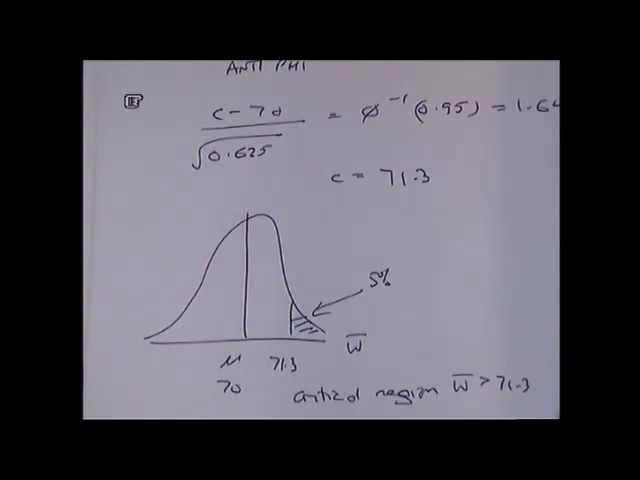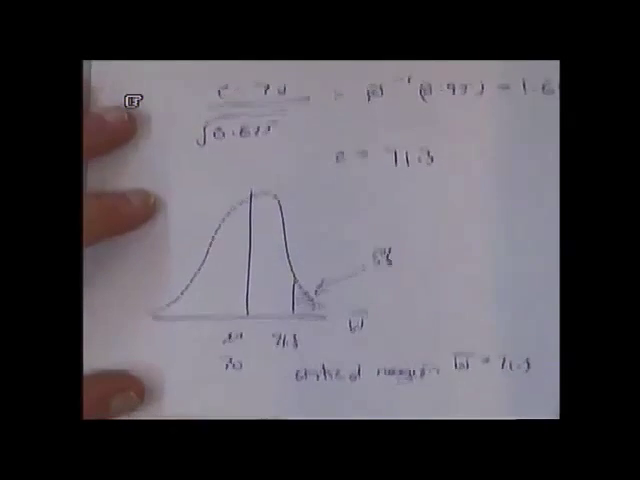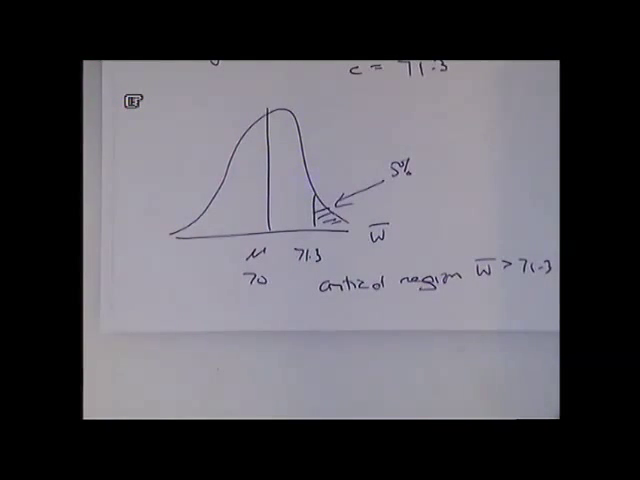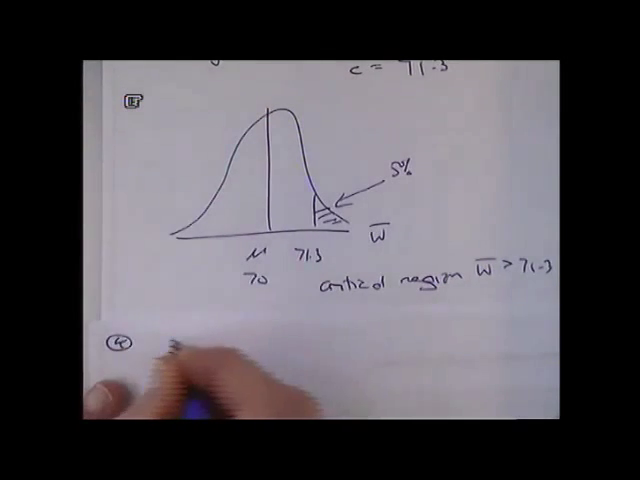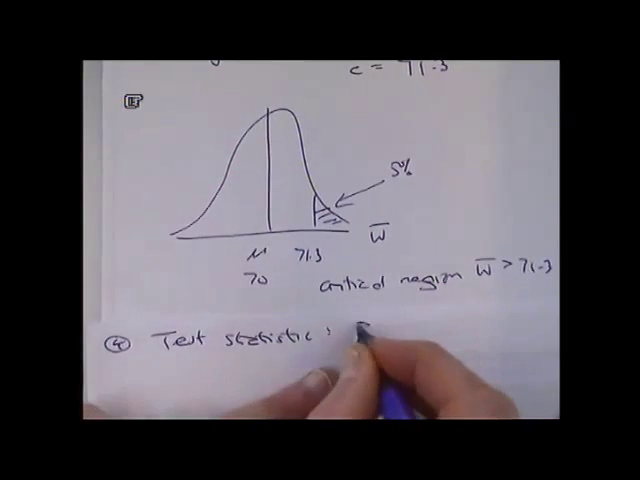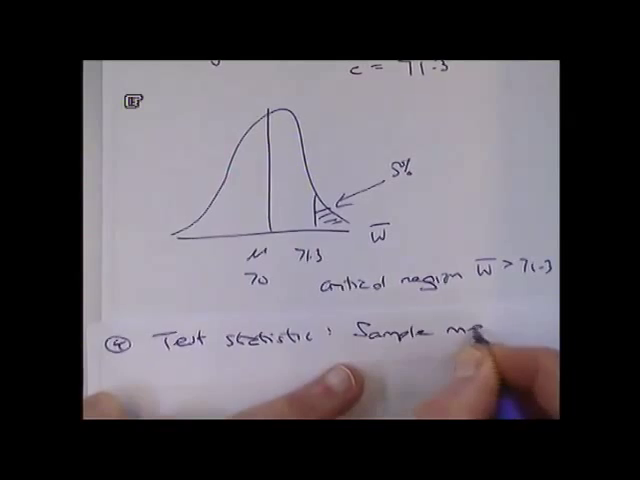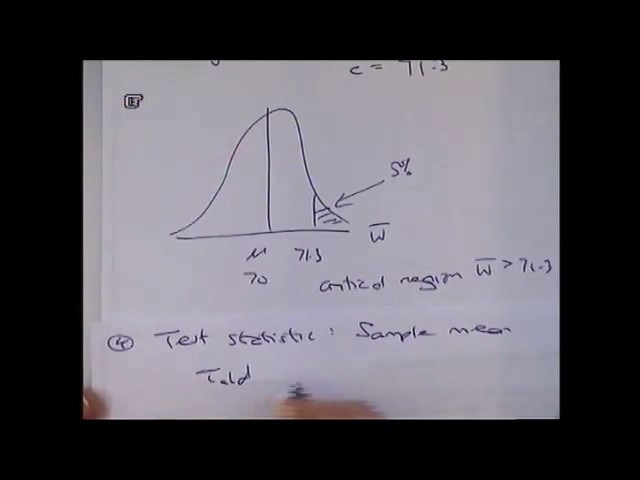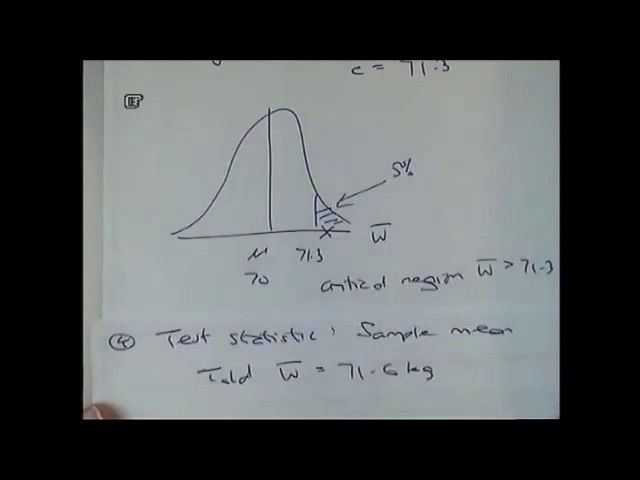Step 4 is calculate the test statistic. Well, the test statistic was given to us in the question. It said the sample had a mean of 71.6. Moving on to step 4, our test statistic is our sample mean, and we were told in the question that W bar, the mean of the sample weights, was 71.6 kilograms, which is about here somewhere. It's in the critical region.